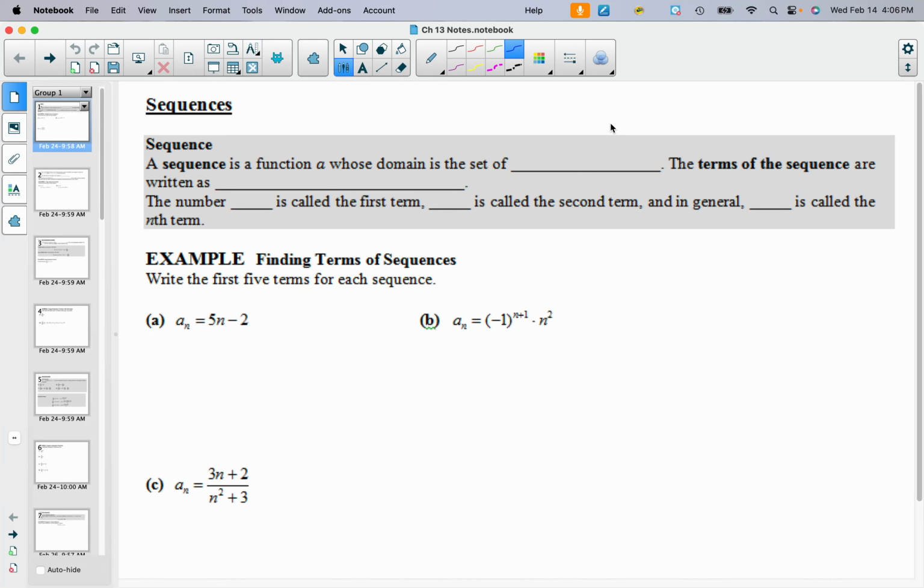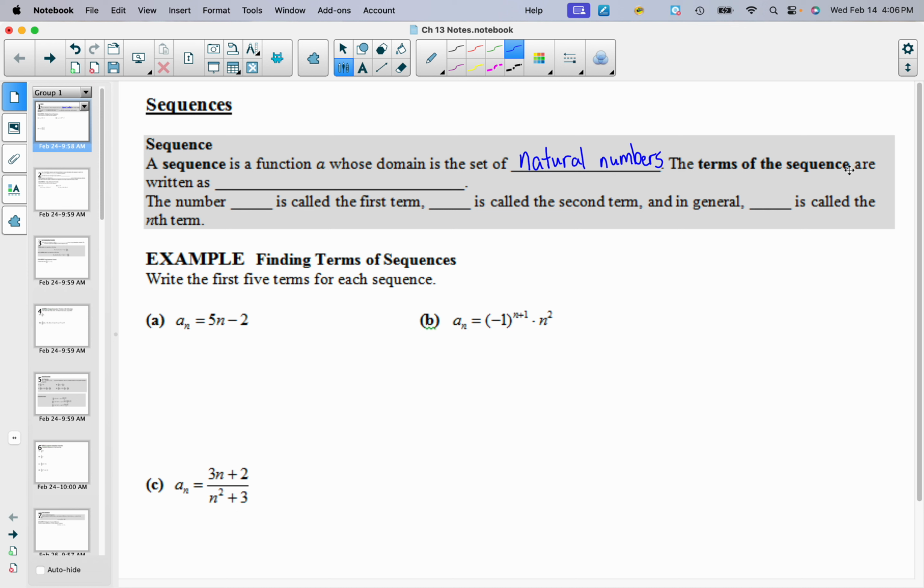We are starting a little mini unit on sequences and series. So first I want to define what a sequence is. A sequence is a function A whose domain is the set of natural numbers.